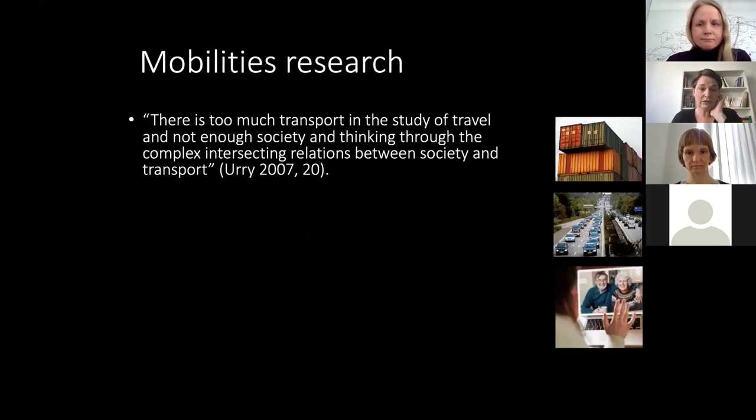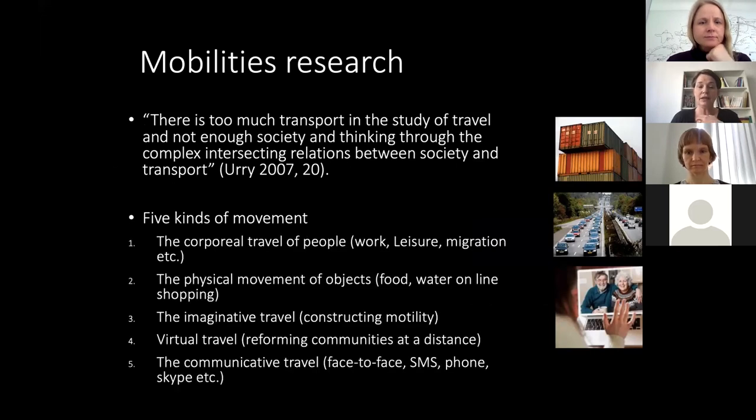John Urry said in 2007 in his book Mobilities that there's too much transport in the study of travel and not enough society, and not enough thinking through the complex intersecting relations between society and transport. And what he did was list five kinds of movement that all influence each other.